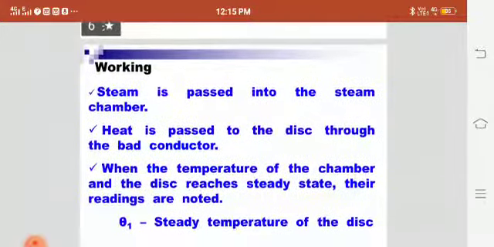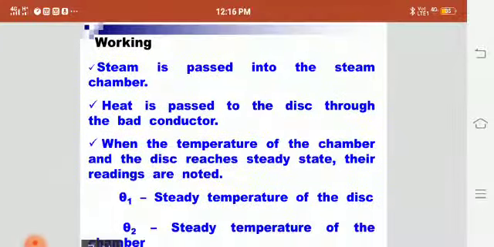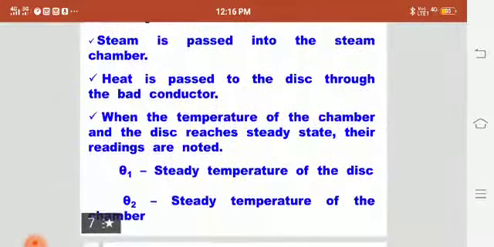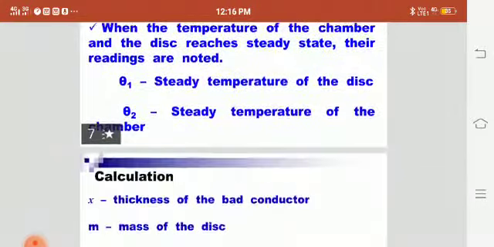Now we'll see the working of this method. Steam is passed into the steam chamber. Heat is passed to the disc through the bad conductor. When the temperature of the chamber and the disc reaches steady state, the readings are noted. That is, theta 1 is the steady temperature of the disc and theta 2 is the steady temperature of the chamber.